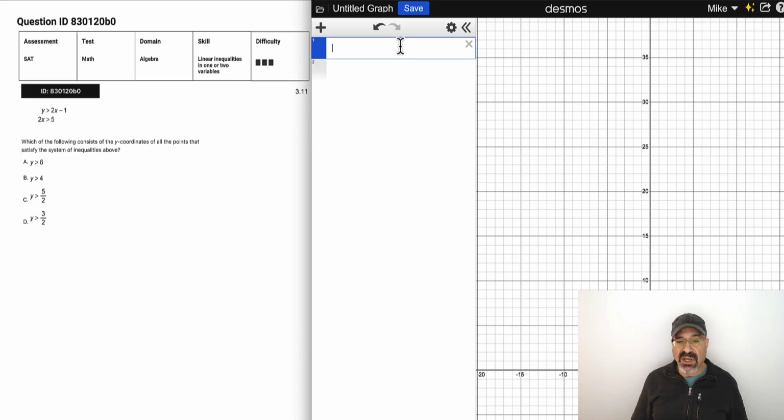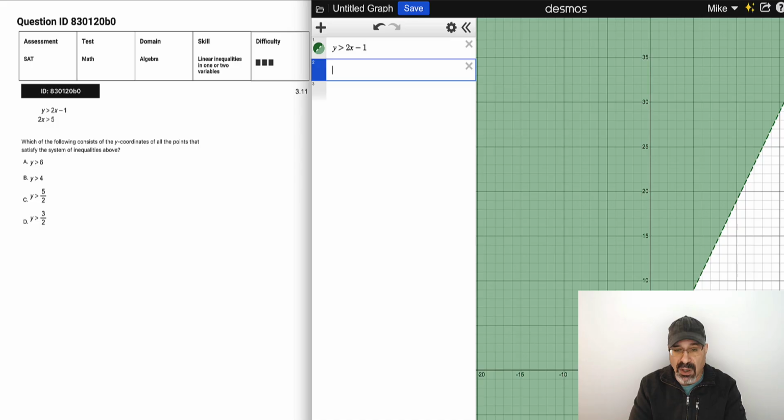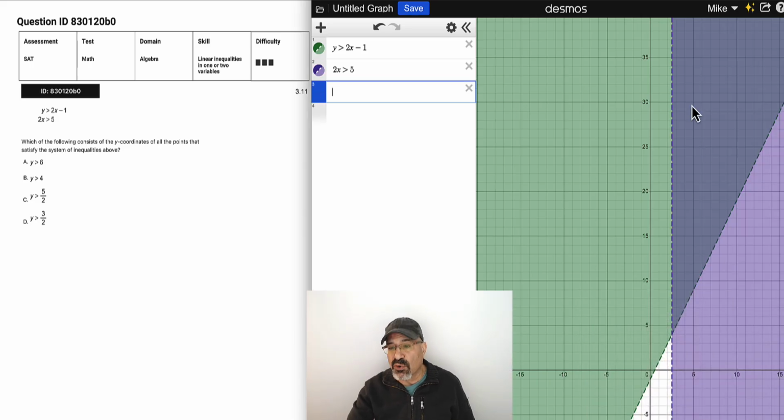All right, here we're looking at another SAT question. This one gives us 2 different inequalities. Let's go ahead and type these right into Desmos. y is greater than 2x minus 1. You can see the lovely green area showing us which parts of the graph fulfill this inequality. And then we have 2x is greater than 5. So now you can see this overlapping area where the purple and the green overlap. That is going to be the set of all of the points that fulfill both of these inequalities.